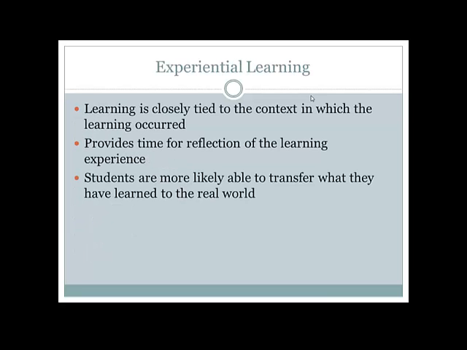with everyone. Experiential learning. This is another way for a student to actively learn. Learning is closely tied to the context in which the learning occurred. They provide times for reflection of the learning experience, and students are more likely to be able to transfer what they have learned to the real world.